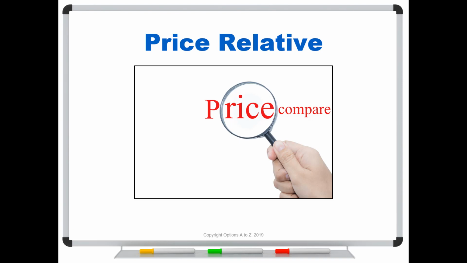But the price relative indicator is a powerful way to compare your stock against another stock in the same industry, usually what we call one of its peers, or to compare your stock against the broad-based market, such as measured against the S&P 500. So let's jump over to an Excel spreadsheet and take a look at the price relative indicator.